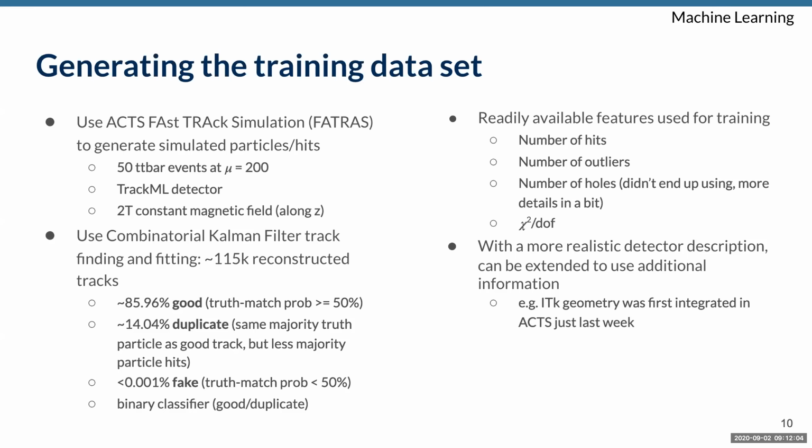As mentioned before, the set of available features is simple, and it consists of the number of hits that a track has, the number of outliers per track, the number of holes per track, and also the chi-squared per degree of freedom of the fit to that particular track. However, I'll note here that the more interesting part will come once we have a more realistic detector description available. And here I'll comment that progress is actually being made in that regard, as just last week, the ITk geometry was first integrated into ACTS.